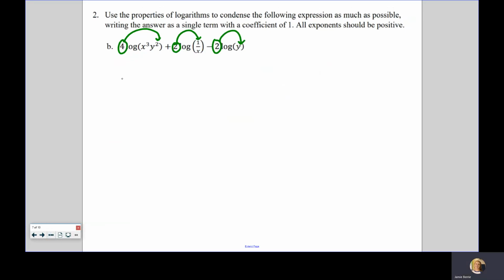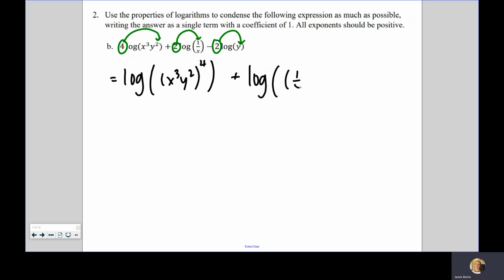So we have log of x cubed y squared all to the 4th power, plus log of 1 over x squared, minus log of y squared.